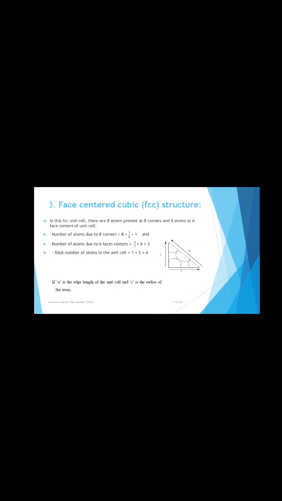Now you can see in this diagram how they are present. If a is the edge length of the unit cell and r is the radius of the atom, then in FCC type of unit cell, 2a square is equal to 4r square, or a is equal to 4r upon root 2. The nearest neighbor distance, that means the distance between two atoms in an FCC type unit cell, is 2r, which is equal to a under root 2 upon 2, or a is equal to 4r upon root 2.